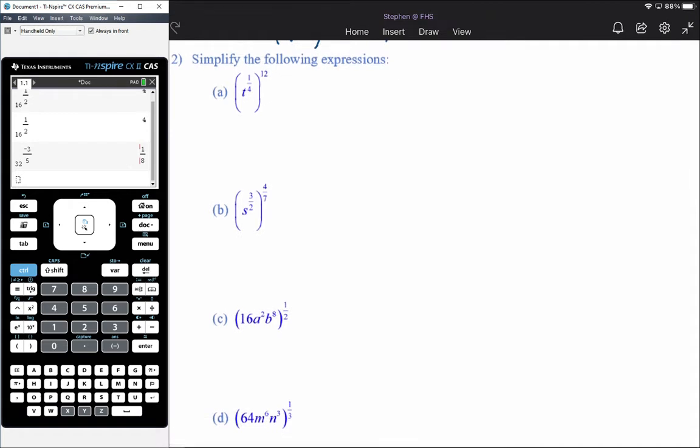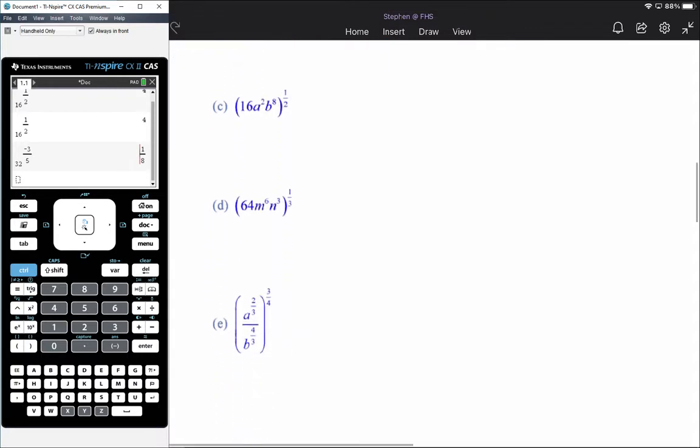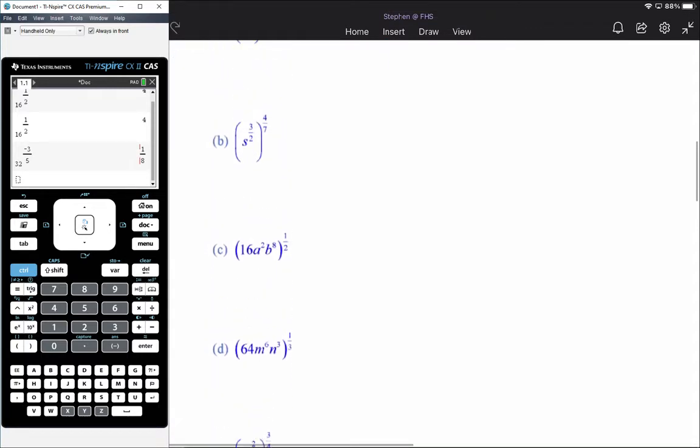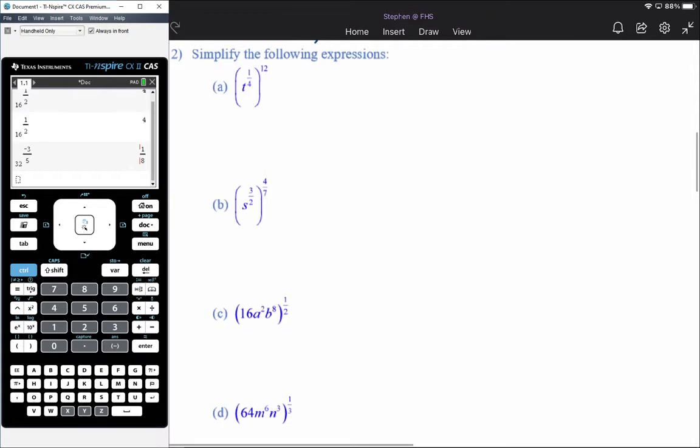So question 2 says, simplify the following expressions, and we have got 5 expressions over here, all of varying levels of difficulty. So let's look at the first one. We have t to the power of a quarter, and then all that raised to the power of 12.